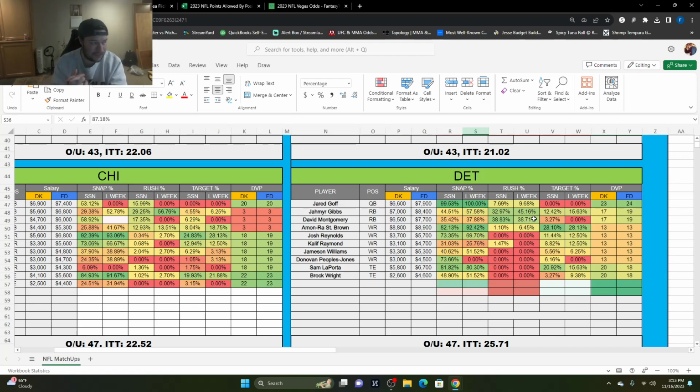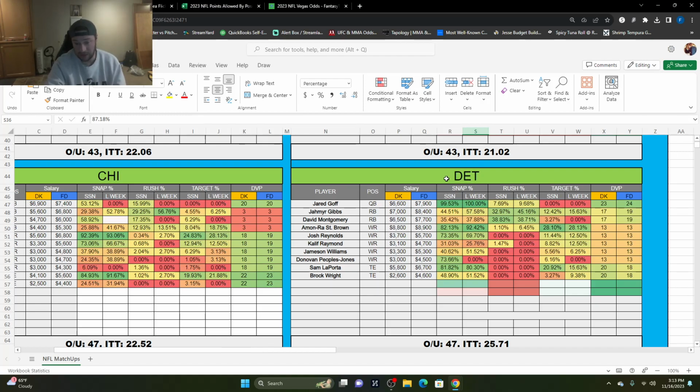Amon-Ra St. Brown, obviously always a threat to go 100-plus yards every single week. And Sam Laporta as the tight end. They're in a great matchup here. Laporta, Chicago's defense, not that good. They rank 20th against the tight end. And the wide receiver corps has a bottom-half matchup, but Chicago ranks 13th against them.